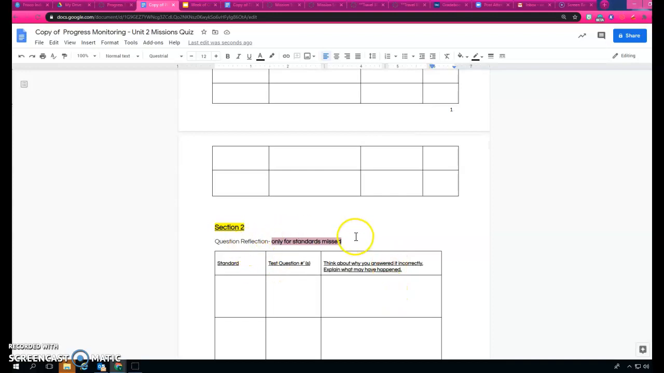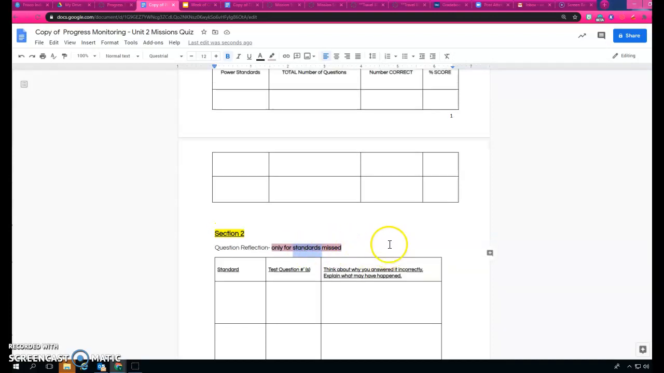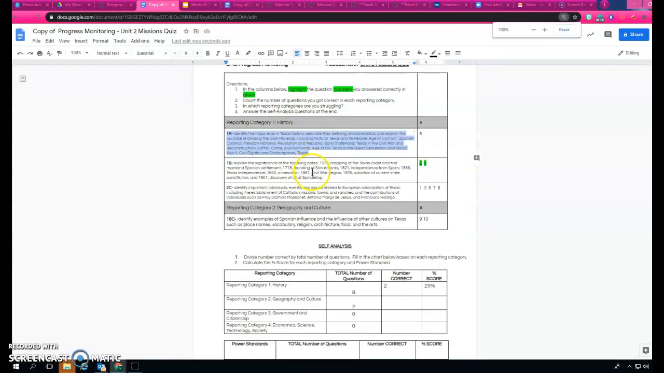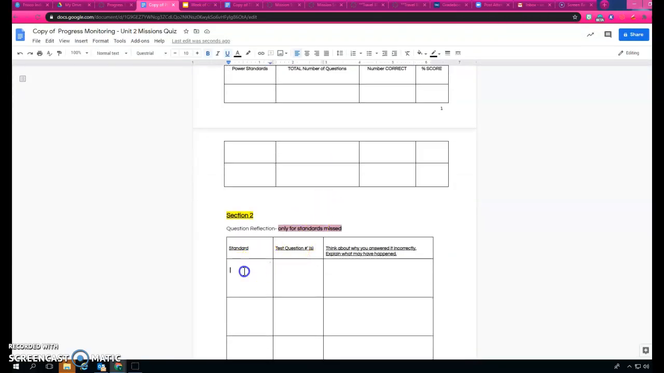Section number 2 is also going to be filled out. Notice, these are your reflection questions, and this is only for standards I missed. The keyword is going to be standard, not question, standard. The standard, or the TEK, remember, is the 1A, 1B, 2C, 18C. If we're using my example, the ones I missed, number 5, I didn't get right, and that's the only question for this standard. So I would take 1A and the standard itself, and I would copy it and put it down here.